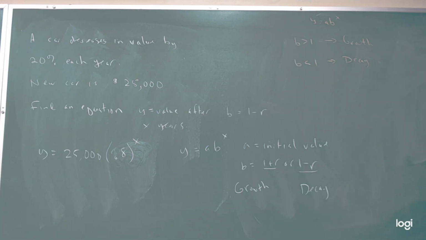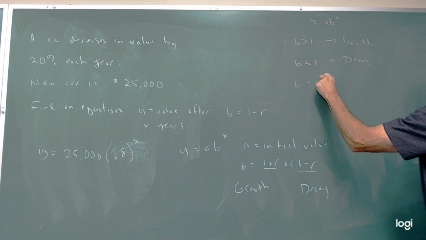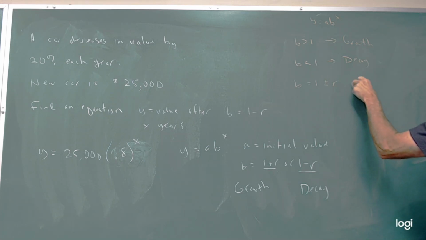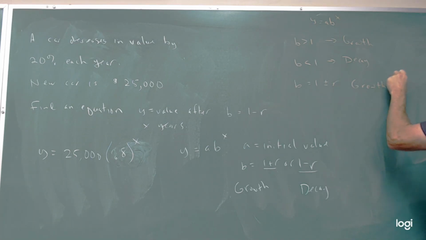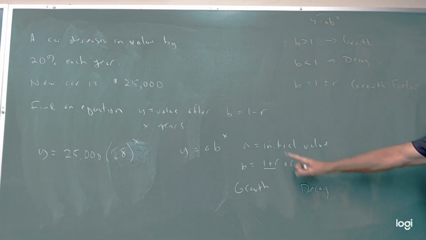Either way, we're going to call that b, which is going to be either 1 plus or minus r, the growth factor. So even if that's less than 1 and we're actually decaying, that's going to be our growth factor. That's what we're multiplying that initial amount by each time we increment x up. That's going to be called the growth factor.